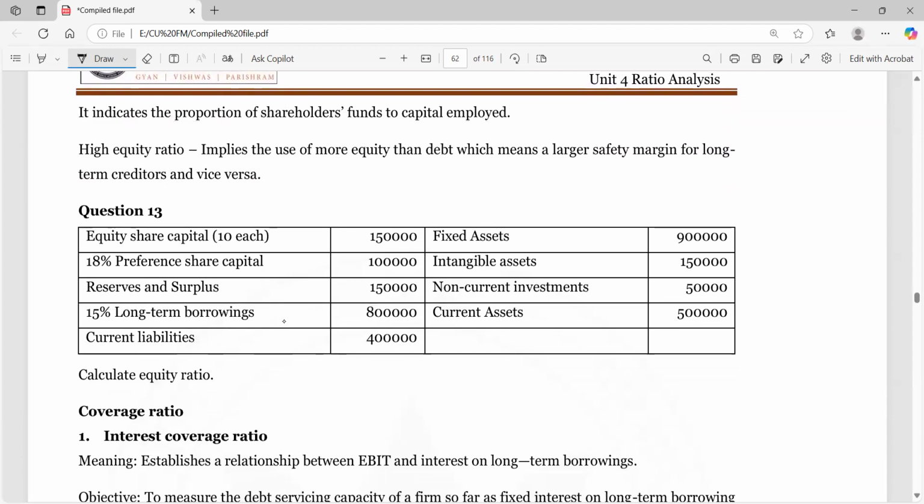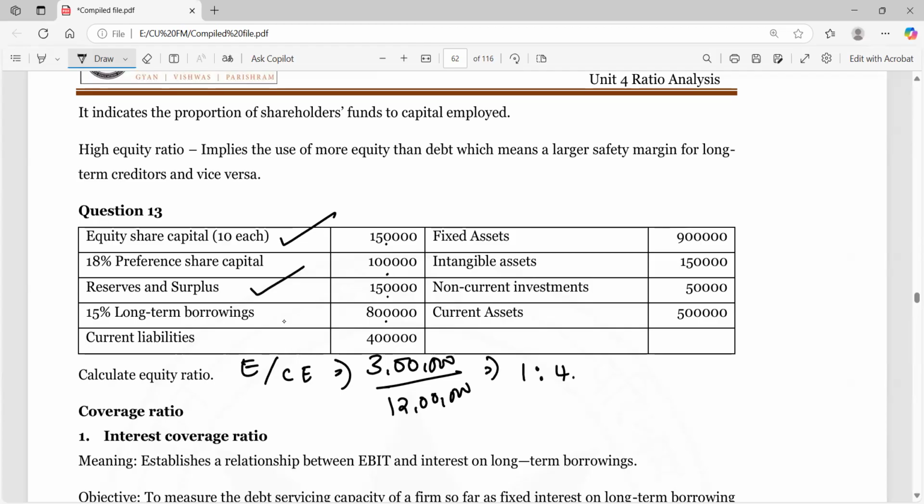Now calculate equity ratio on this and tell me the numbers. Equity by total capital employed. How much do we get? Equity includes equity share capital and reserves and surplus. 3 lakh divided by total capital. How much? This plus this plus this plus this, 12 lakh, right? We are getting 1 is to 4, or you can write it as 25%.